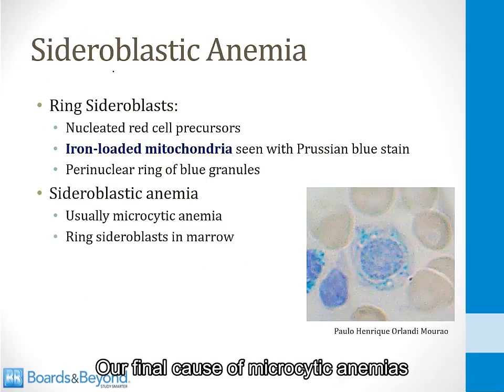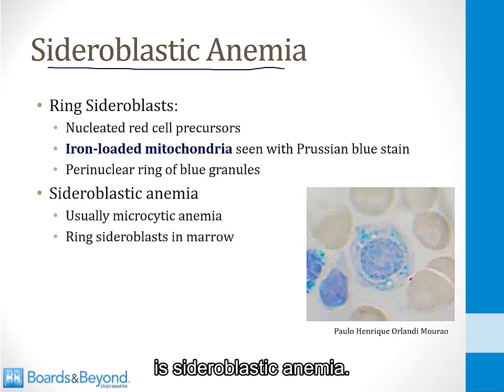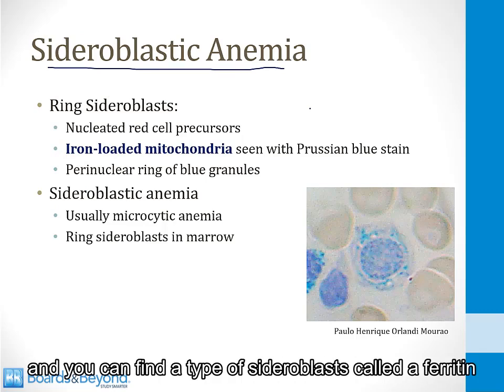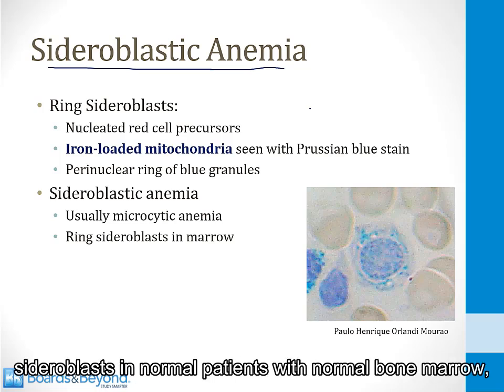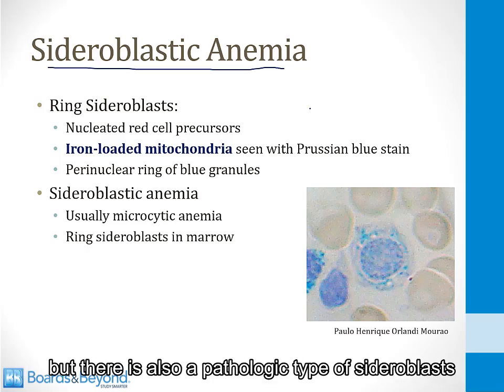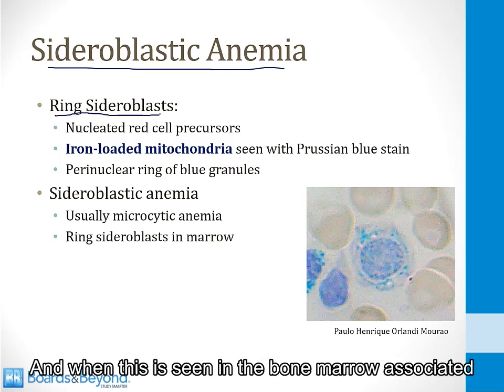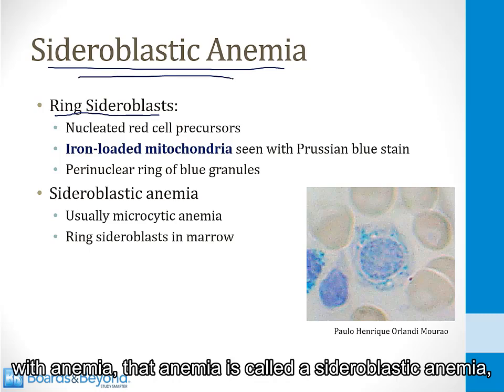Our final cause of microcytic anemias is a sideroblastic anemia. So a sideroblast is a red blood cell precursor, and you can find a type of sideroblast called a ferritin sideroblast in normal patients with normal bone marrow. But there is also a pathologic type of sideroblast called a ring sideroblast, and when this is seen in the bone marrow associated with anemia, that anemia is called a sideroblastic anemia.